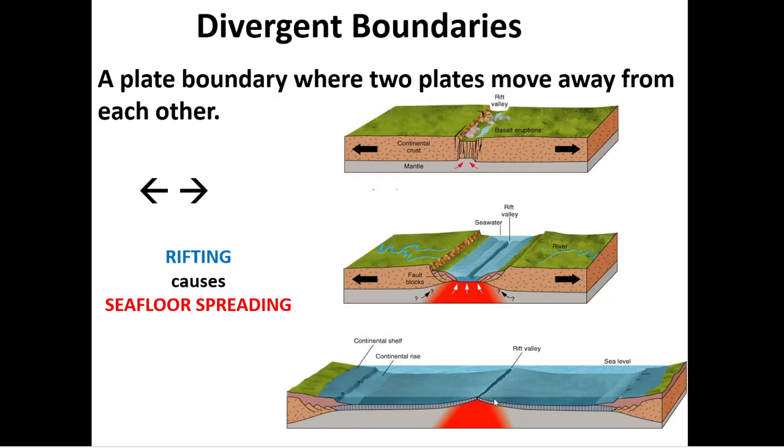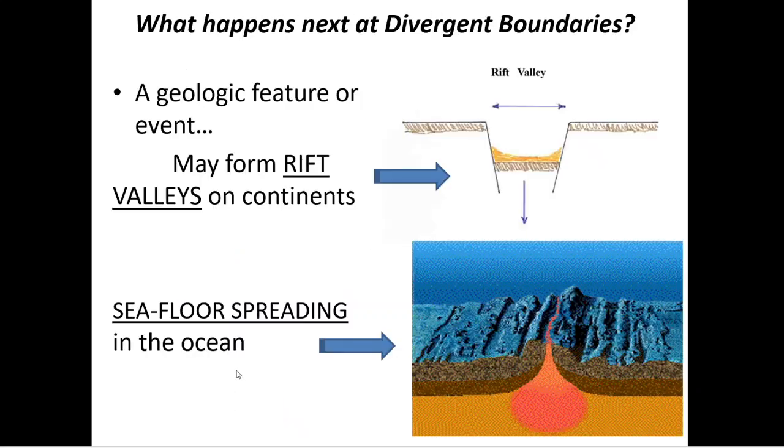And so this is where we actually get the sea spreading. So this is what happened with Pangea in the beginning. So Pangea, these plates were all at divergent boundaries, and they started moving apart, and they still are. And that's how we get our oceans, okay?